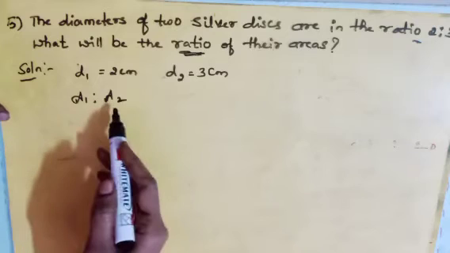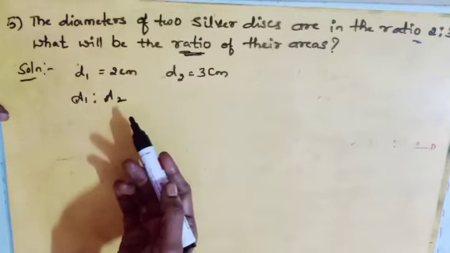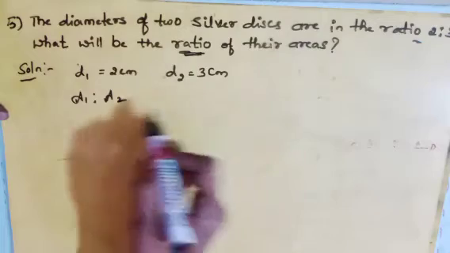To find the area of a circle, what do we need? We need the value of r. So we don't know the value of r.